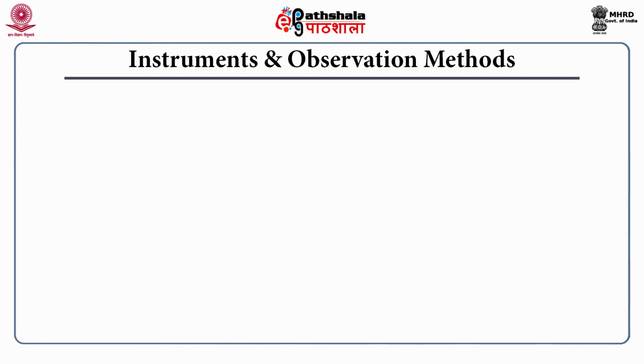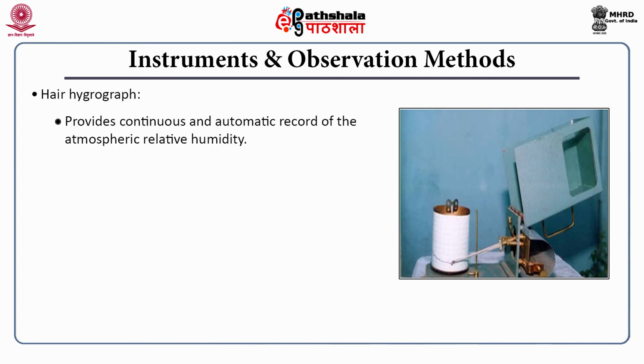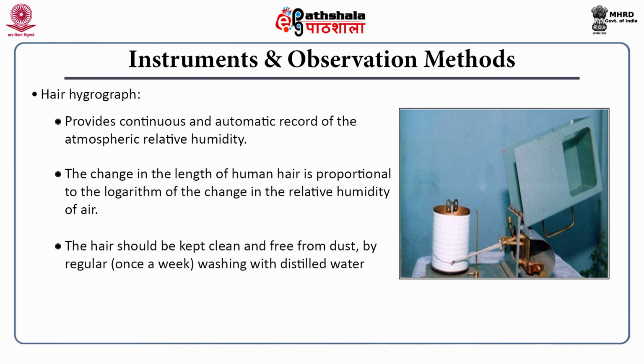The next equipment is the hair hygrograph. In case of hair hygrograph, hair is used as a sensing element because human hair is sensitive to relative humidity of the air. Its length changes proportional to the logarithm of the changes in the relative humidity. The hair should be kept clean and free from dust. It should be regularly washed with distilled water. This equipment is also placed inside the double Stevenson screen.